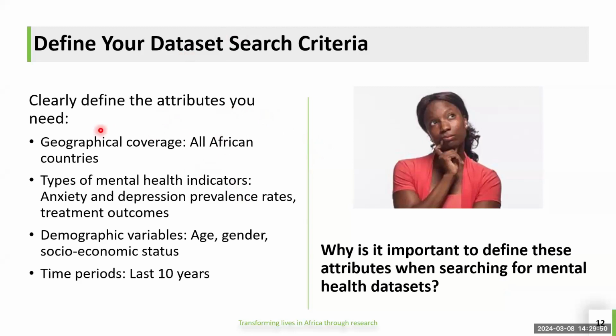Okay. So I think I was at the point where I was just recapping on some of the key attributes to include. But as I said before, this can be expanded to make your search more focused. So all African countries in this instance, anxiety and depression, psychosis, I guess, age, gender, and socioeconomic status, and then also period of time. So I'm putting 10 years there as an example.